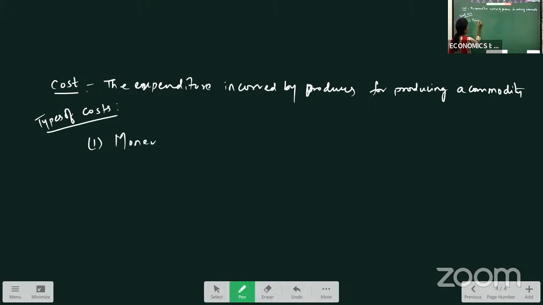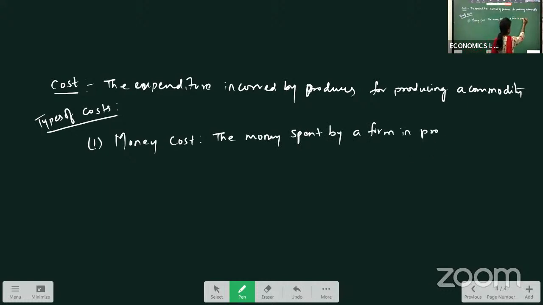First one, money cost. What is money cost? The expenditure of the producer, which is paid in the form of money. Or we can say the money spent by a firm in the process of production is called money cost.